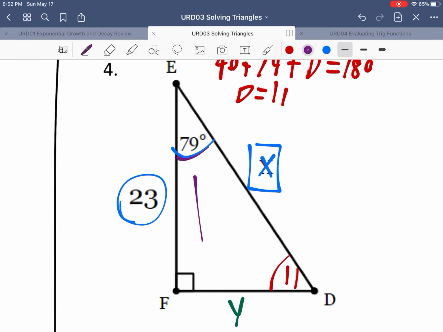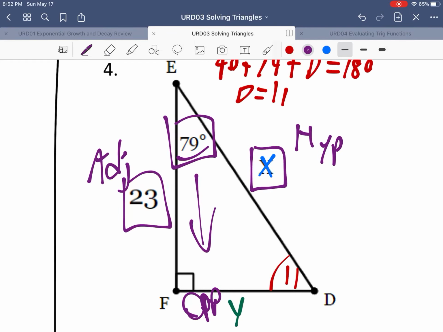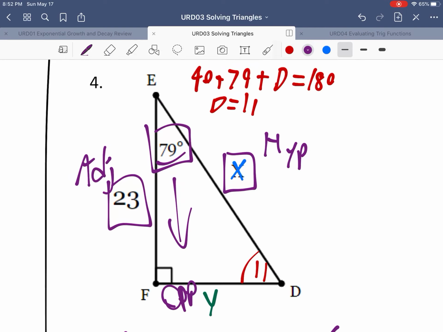So in order to write a trig ratio, we need to label the sides. We should be using purple here. So we're going to find this side using this side and this angle. We could technically also do this from the 11. So based on this side, the side across is the opposite, which is not one of the sides we have. So that means we're not going to be using opposite in our problem here. The x is the hypotenuse, and 23 is the adjacent of angle 79 degrees.